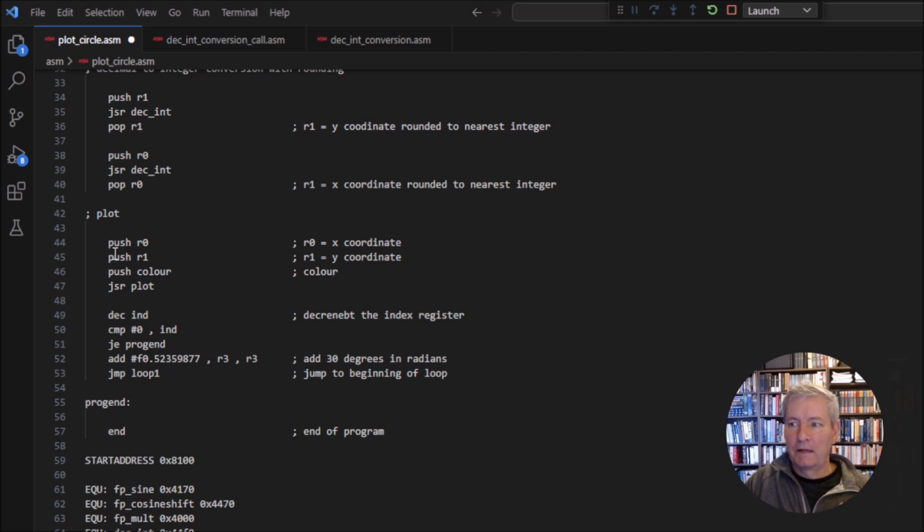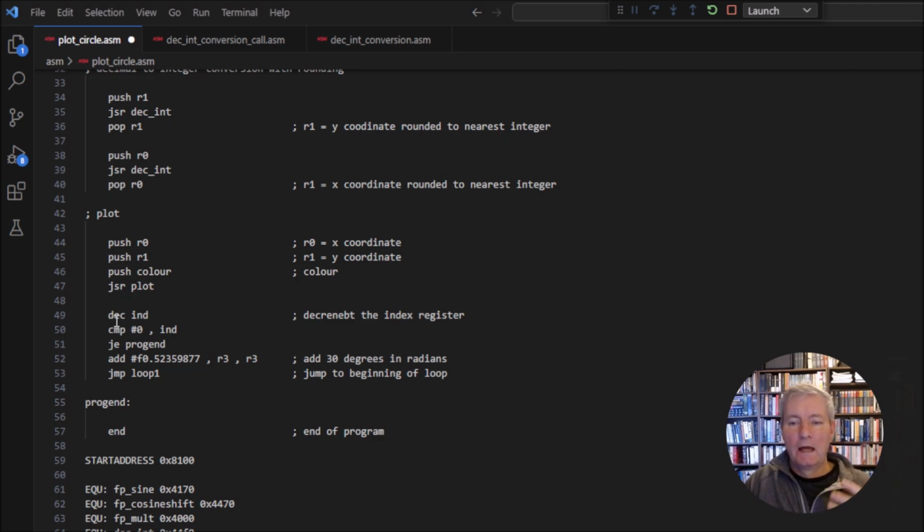So the plot expects it to have the x and then the y and then the colour. So we push the value R0, which is the x, and then the y and then the colour onto the stack, and we jump to the subroutine for the plot. And the subroutine for the plot doesn't return anything, it just plots a value onto the screen. Now once we've finished plotting it onto the screen, we're finished the first one.